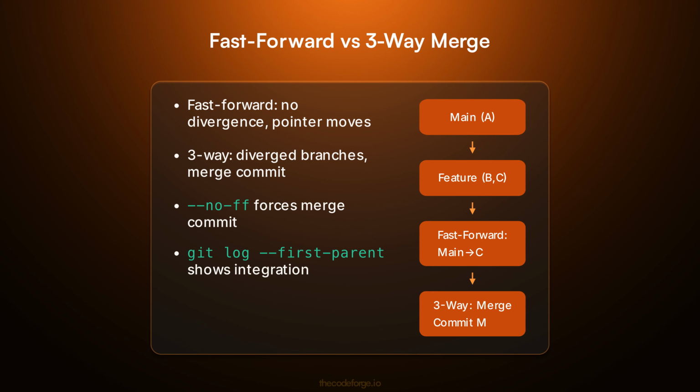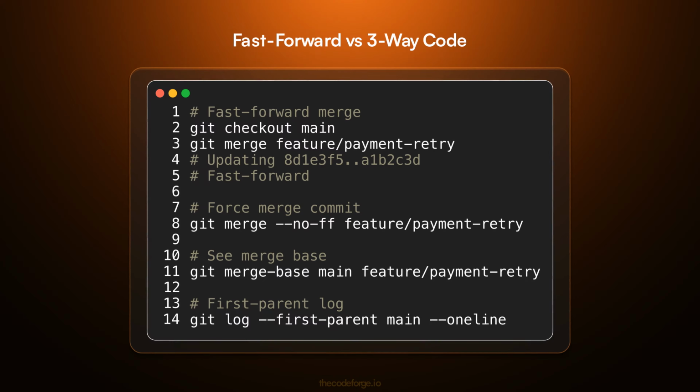Here's the difference in practice. A fast-forward just moves the pointer. --no-ff creates a merge commit. git merge-base shows the common ancestor used for the 3-way merge, and git log --first-parent gives a clean integration timeline useful for release management.